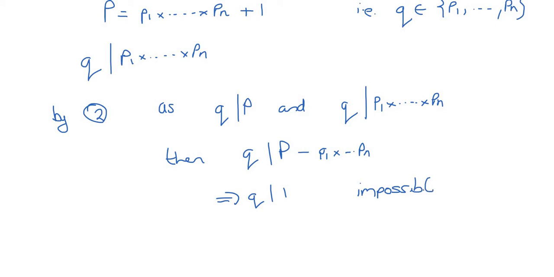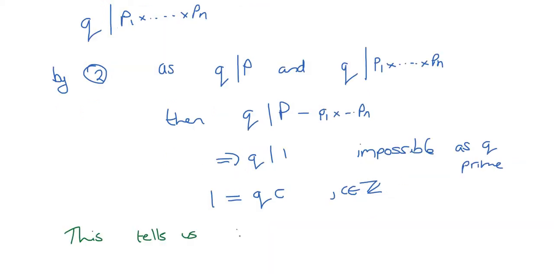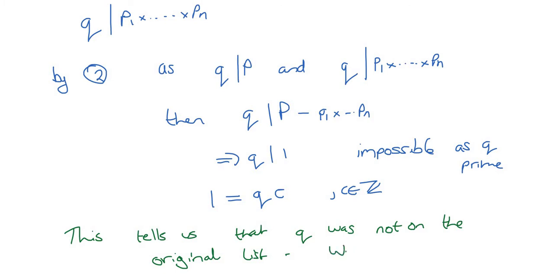Impossible. So what this says is that there exists some integer c such that 1 equals q times c. And this just doesn't make sense because q is a prime number. This tells us that q was not on the original list. And so we're done. Remember, we wanted to prove that in any case there was a prime not on the list. Therefore it can be extended.